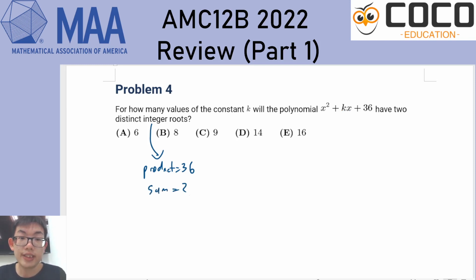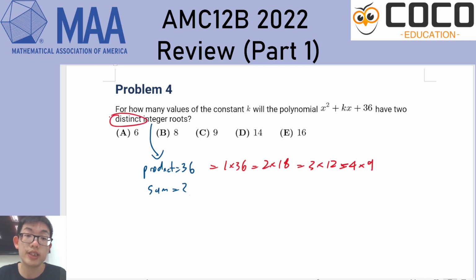So product is 36. I can just write down all the possibilities. 1 and 36, 2 and 18, 3 and 12, 4 and 9, and 6 and 6 I cannot use because of the distinct value condition. So there are 4 values here, as well as the negatives, which will give you another 4 values. So total you get 8 possible sums. I know I don't need to actually add them because as they get closer together, the sum gets smaller, so I can save that few seconds there.